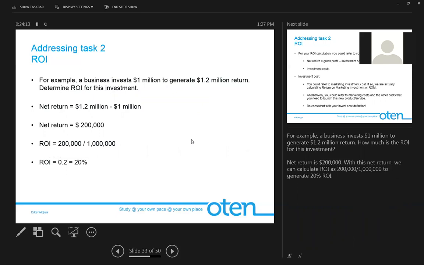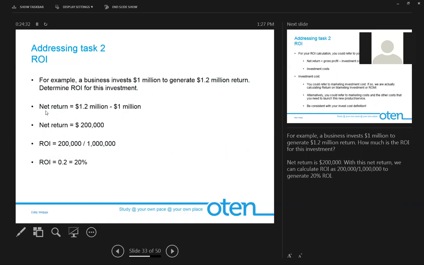Okay, now if you look at this example, let's say a business invests $1 million to generate $1.2 million return. We need to determine the ROI for this investment.